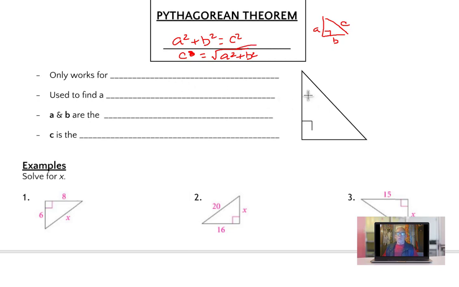So this Pythagorean theorem only works for right triangles. It's used to find a side length. A and B are the legs, and C is the hypotenuse.